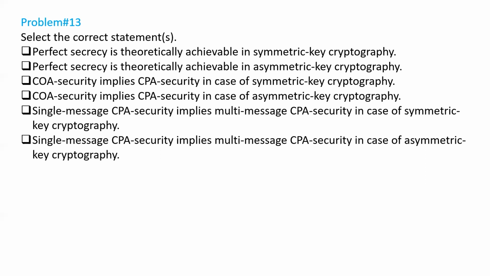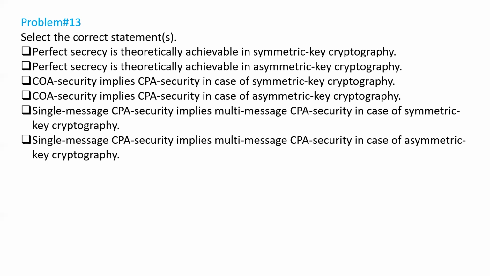Which of the statements are correct? Okay, let us see one by one. Perfect secrecy is theoretically achievable in symmetric key cryptography. This is true because we have already seen the OTP construction, which is in symmetric cryptography, and it achieves perfect secrecy. However, perfect secrecy is not achievable in asymmetric key cryptography or public key cryptography.